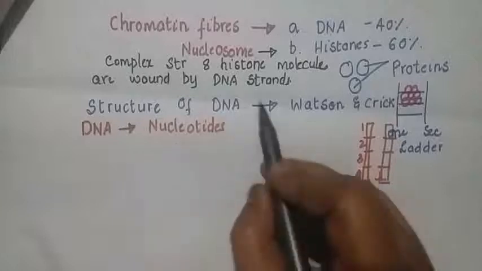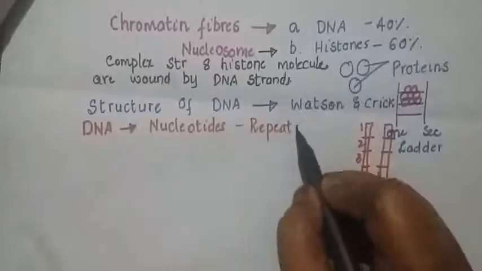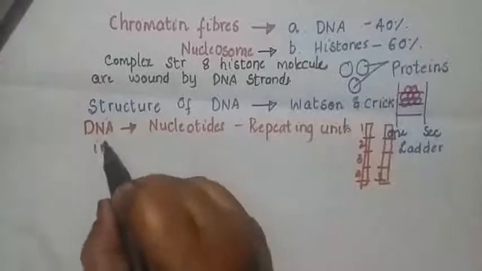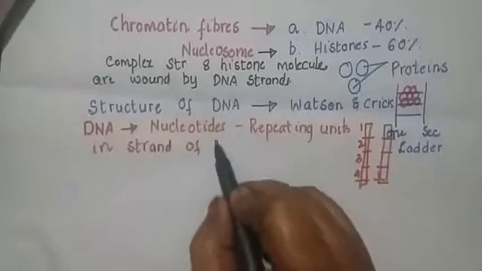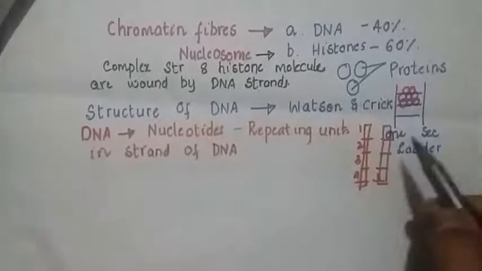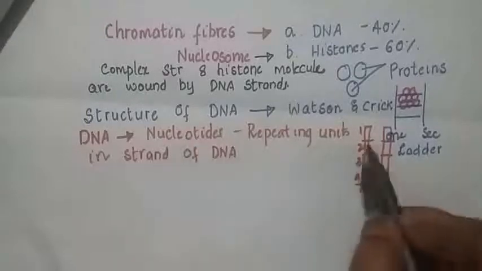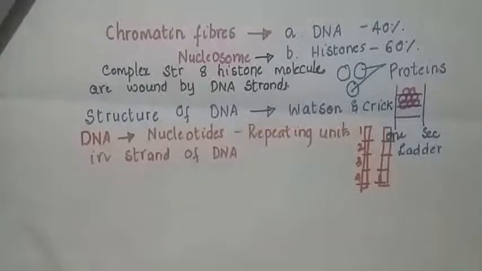So what are nucleotides? Nucleotides are the repeating units in the strand of DNA. Or you can say the DNA strand is a polymer, and the nucleotides are the monomers, the smaller units. And each nucleotide comprises 3 parts.